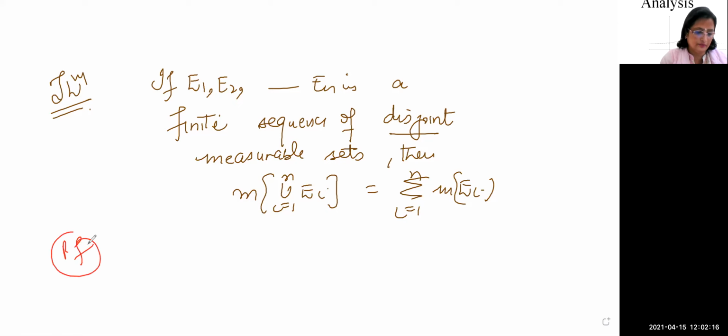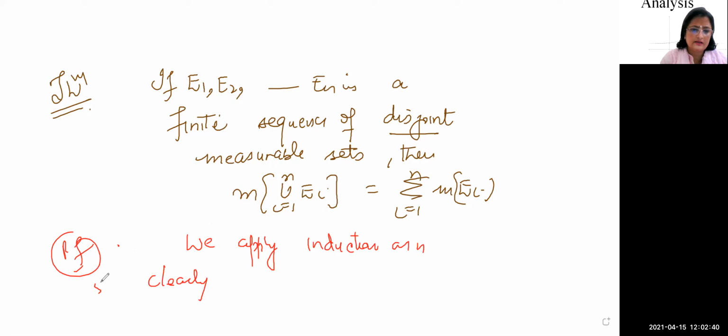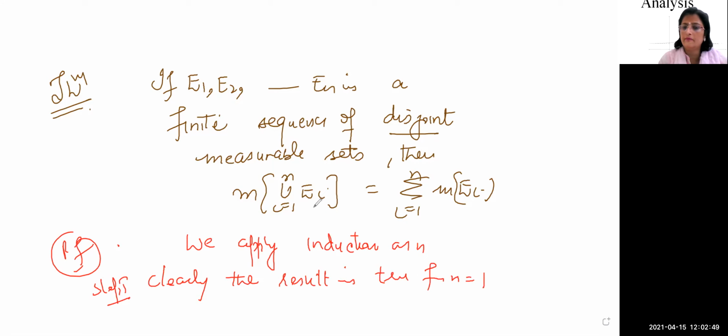Let's come to its proof. So again we shall prove that we will apply induction on n. Similarly, clearly the result is true for n is equal to 1. I will not prove it in detail, I will just write, this is step number 1. Clearly the result is true for n is equal to 1, because when you put n is equal to 1 in the measure here, you are left with measure of E1, and here also measure of E1. So clearly the result is true for n is equal to 1.